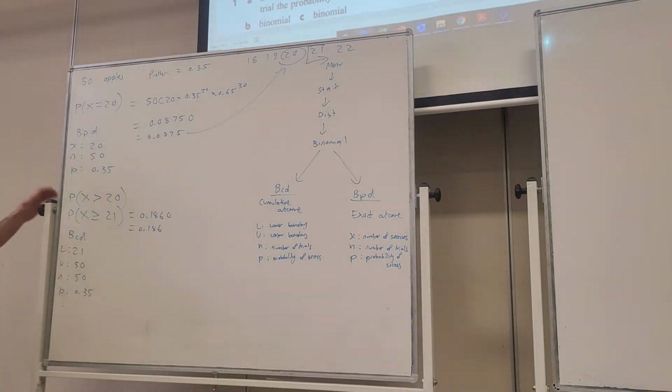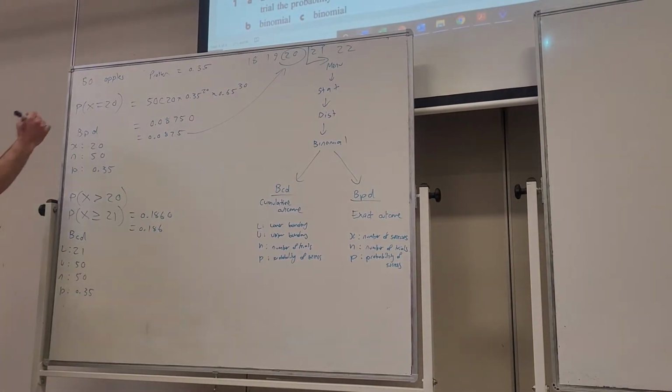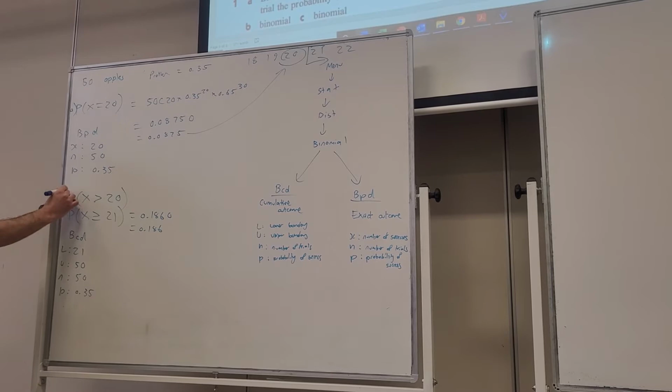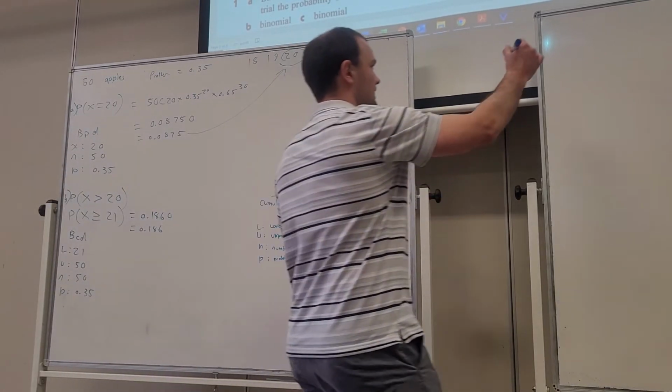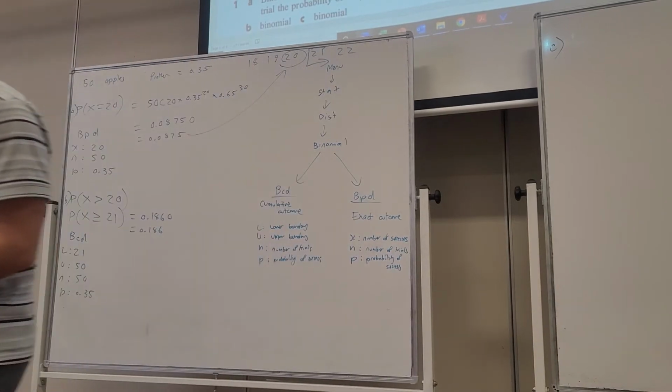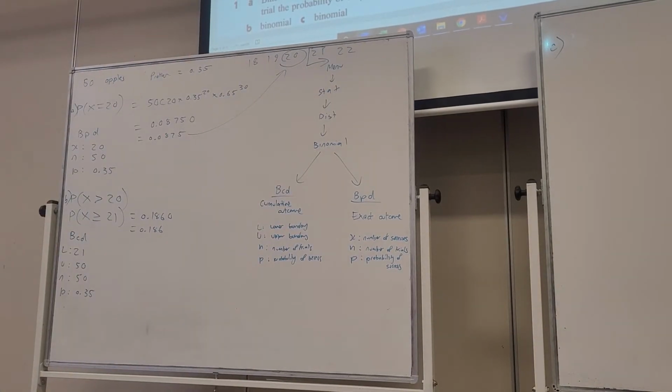Okay, so you've got to think about that language. Okay, so there's our answer to part A. Here's our answer to part B. We're on to part C. Part C says, what's the probability of less than 20? Less than 20.